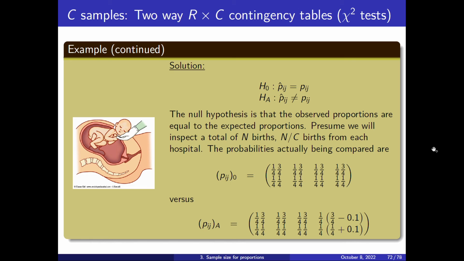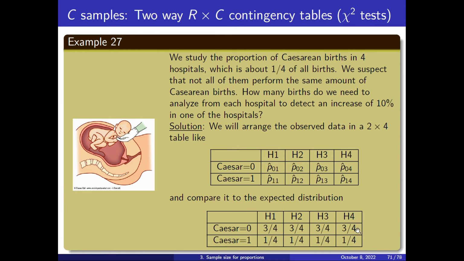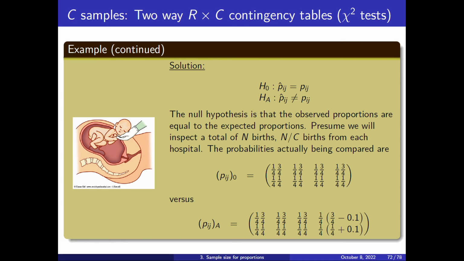These are the proportions that we will use as reference, because before this table was only considering the cesareans within each hospital. So you see that by columns these probabilities add up to 1. But if we consider the whole set of hospitals, then in each hospital we will have 1/4 of the births. So we have to multiply all these proportions by 1/4. That is what we have been doing here.